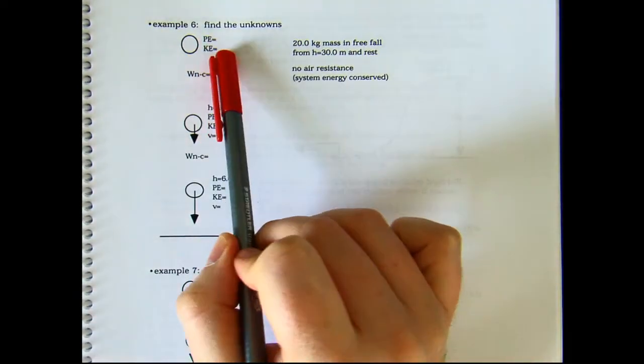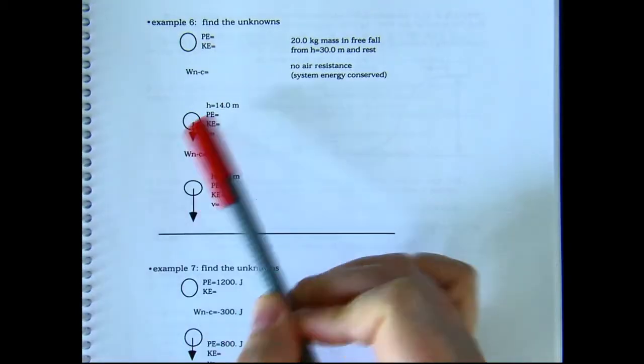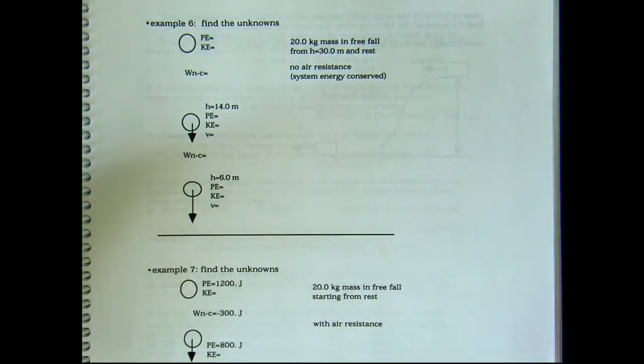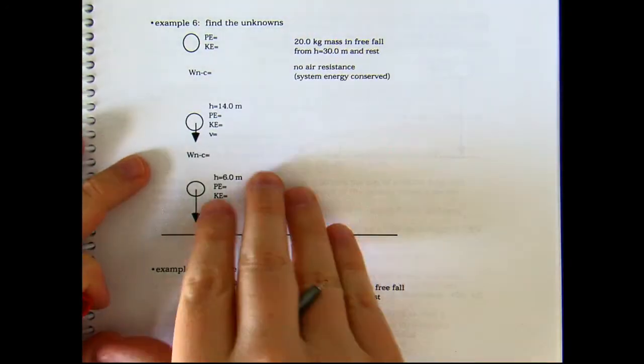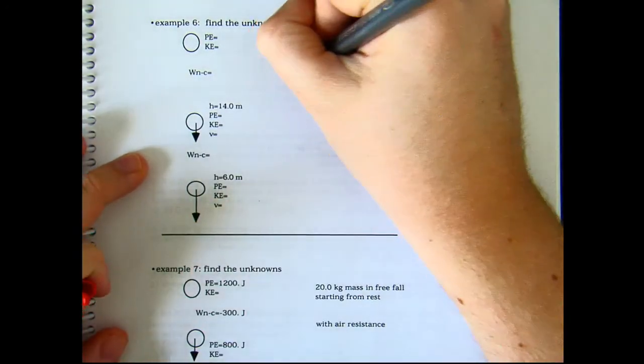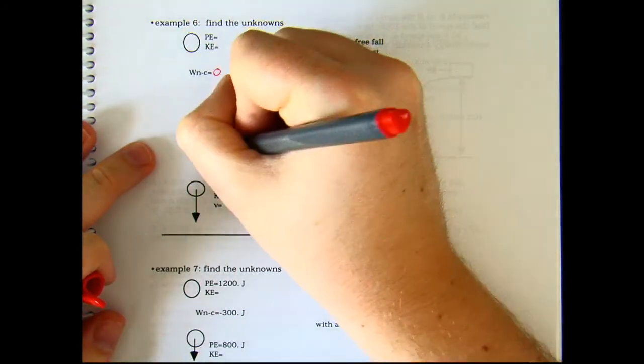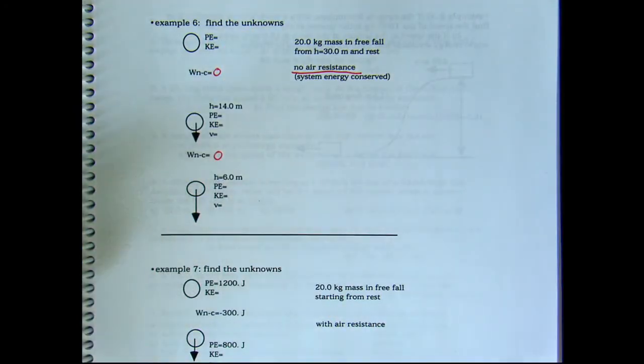So I've got 2 I don't know here. I don't know my work in either place. I don't know my kinetic energy, and I don't know my velocity. But we do know that as far as this system is concerned, there is no air resistance. If there's no air resistance and the ball is just falling, we do know this, that work is equal to 0.